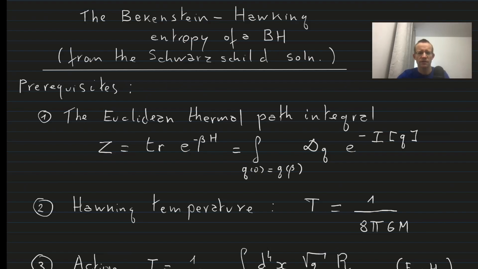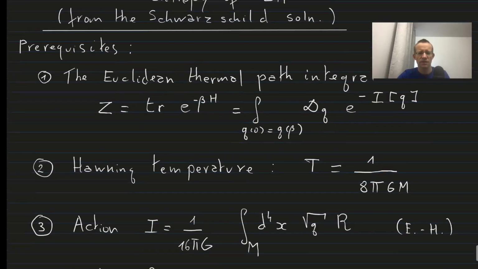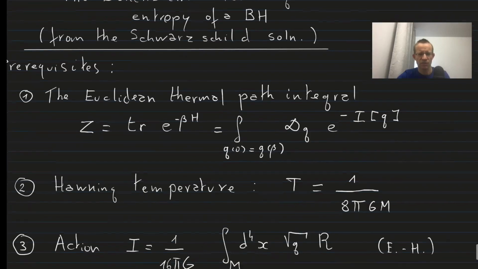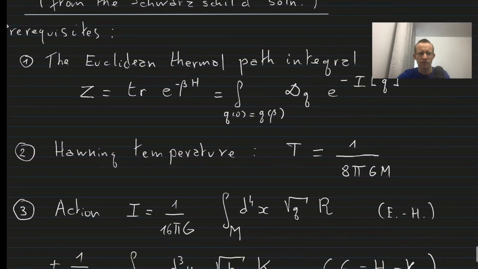The first is that the Euclidean thermal path integral, which is nothing but the partition function, a trace over e to the minus beta H over all the Hilbert space, is equal to the path integral over our fields with periodic boundary conditions with a period beta, which is the inverse temperature. This is because e to the minus beta H is a propagation over an imaginary time i beta. So the thermal partition function is given by a Euclidean path integral on the circle.